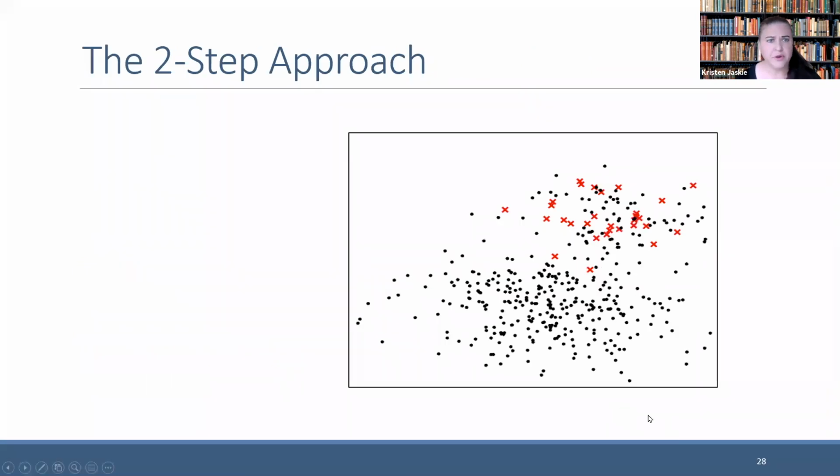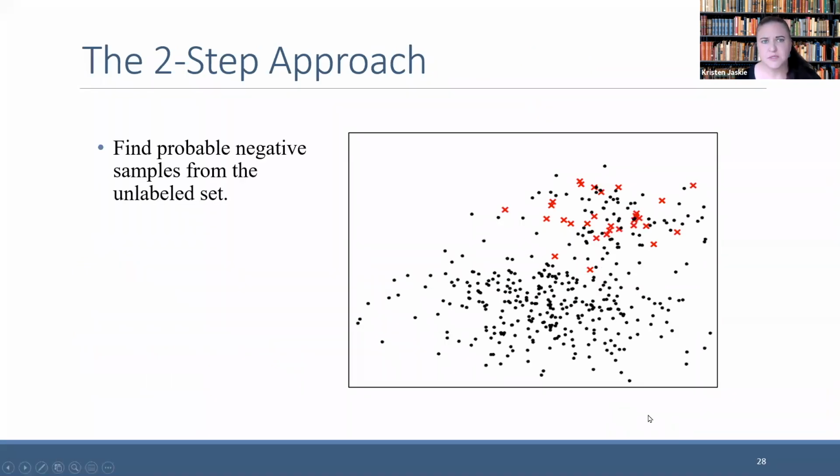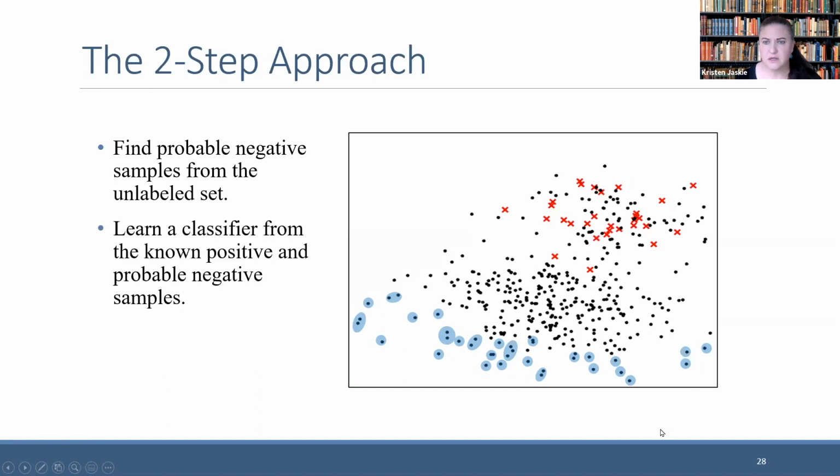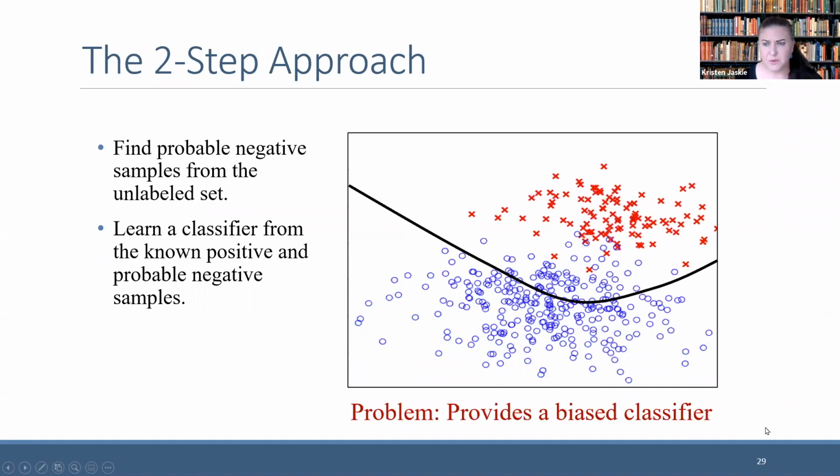So the two general approaches. This is the older approach called the two-step approach, though some people are still working on it today. We find a bunch of unlabeled samples that we think are pretty far away from the known positives, and we're going to call those negatives. We're then going to learn a decision boundary between the known positives and what we call the probable negatives. And what we're going to get is a biased classifier, generally. So this isn't really a great strategy in general.